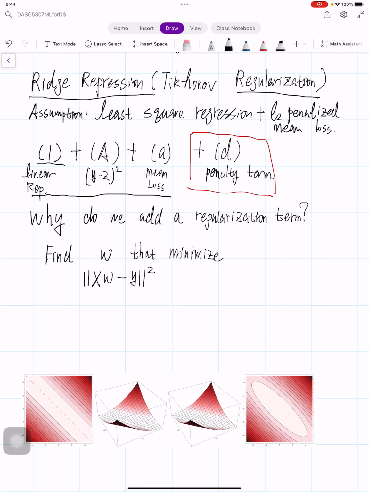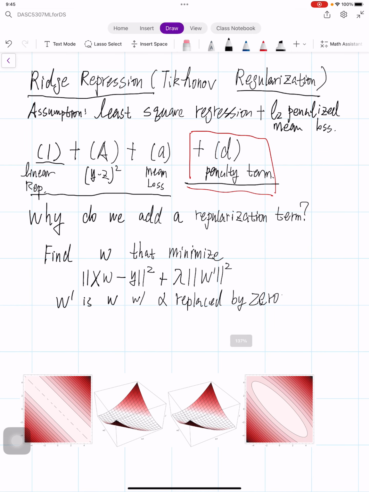But here we need to add a penalty term, which means we add a lambda times the W prime squared. Okay, so what's this W prime? W prime is W with the intercept term replaced by 0. So we only penalize the coefficients of the x.